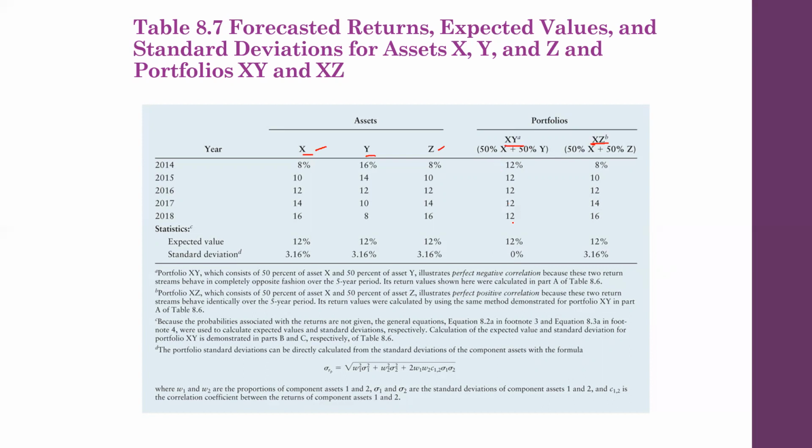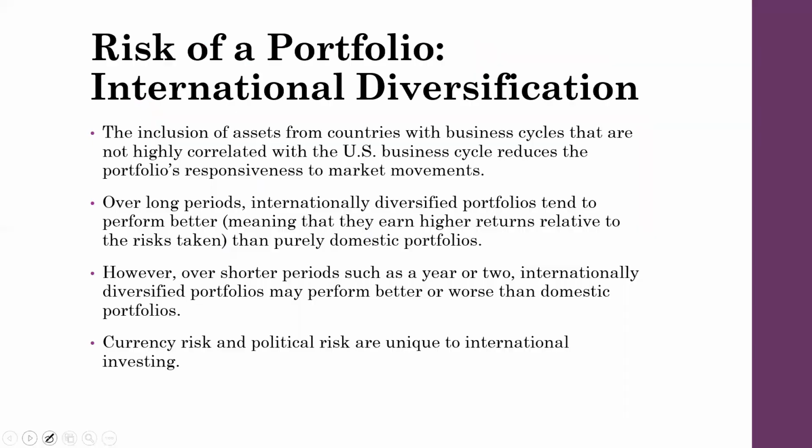Standard deviation, we square the mean, and so for the portfolio of X and Y, the standard deviation is 0, while if they take X and Z stock, the standard deviation is 3.16. So you might as well take X and Y because it carries the same expected mean but less or no risk.